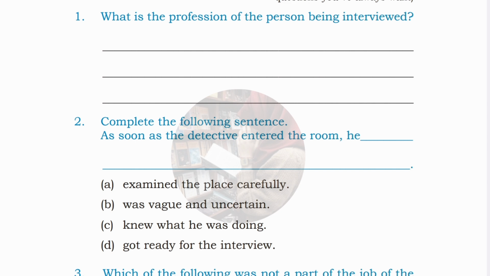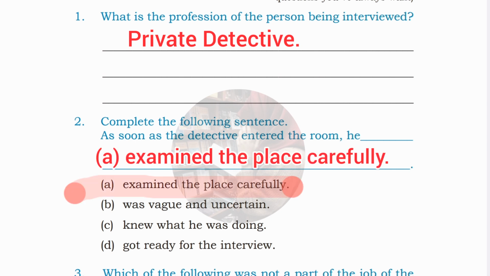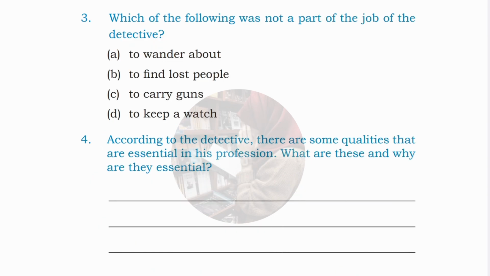So first question is, what is the profession of the person being interviewed? Answer is private detective. Second question, complete the following sentences. As soon as the detective entered the room, he examined the place carefully. Okay. Now we'll move to the third question, which is, which of the following was not a part of the job of a detective? Answer is C, to carry guns.